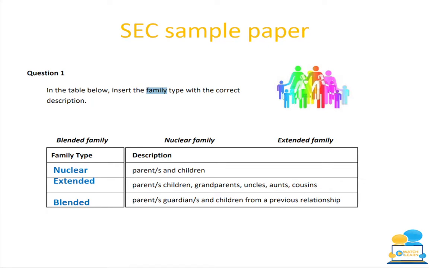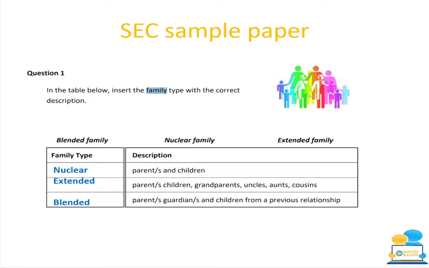So the first one is parents and children. So if I look there, I will see that that is a nuclear family. What I would then do is I'd cross it out and I'd write down nuclear family. Now I only wrote nuclear, but in the case of an exam you write the full thing. I just didn't have space here. My second bit is parents, children, grandparents, uncles, aunts and cousins. So this is an extended family. You write extended and I tick it off on the top so I know I've completed that bit.